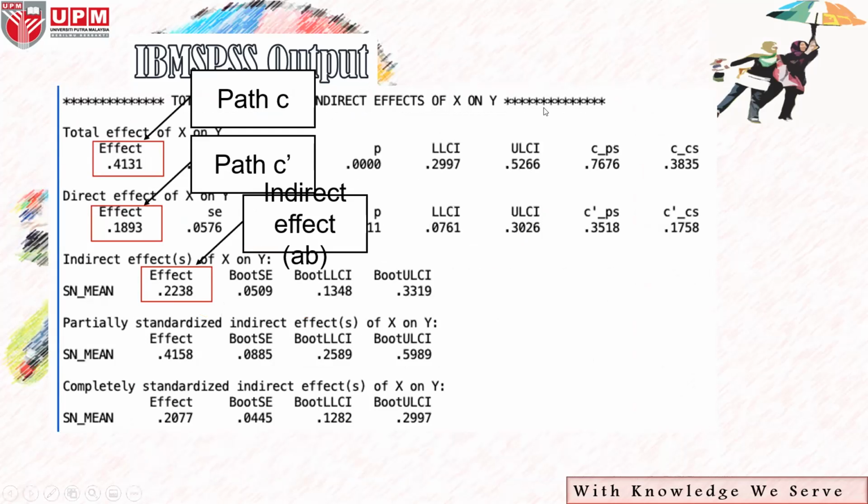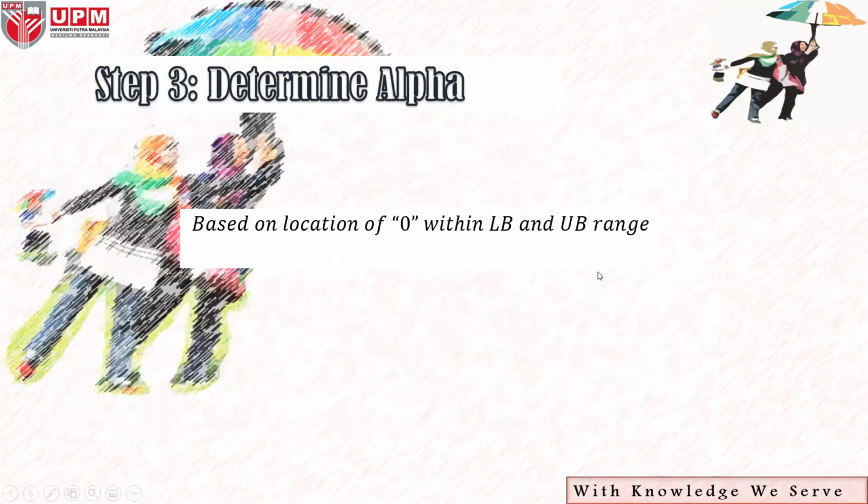So this one, lower bound and upper bound. Whether the AB effect is significant or not is based on the location of zero between these two bounds. Zero is now located outside the range, so the result of the mediation or indirect effect is significant. Do you understand? Am I too fast? Tell me if I am too fast.